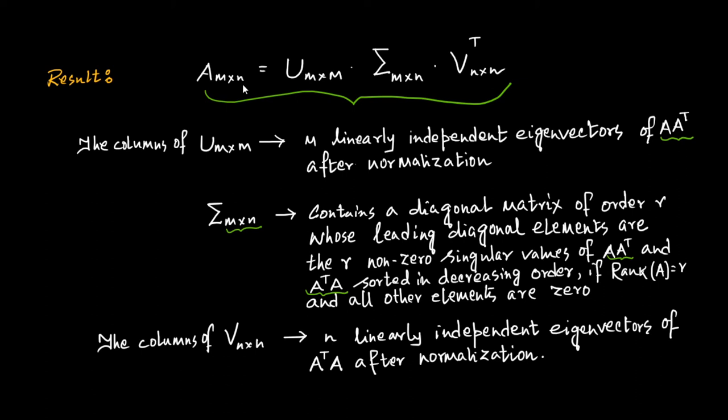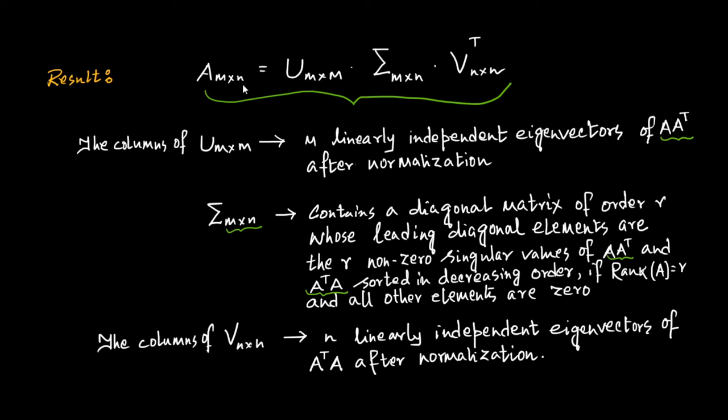So this matrix will contain a diagonal matrix where the leading diagonal elements will be the square root of the eigenvalues of A A transpose and A transpose A, and the size of the diagonal matrix will be R if the rank of the matrix A is R, and all other elements in this sigma will be zero. That's why sometimes in literature, in books or other places, people call sigma a diagonal matrix also, because you only have non-zero elements on the leading diagonal. Rest, everything will be zero. So that is the structure of sigma.